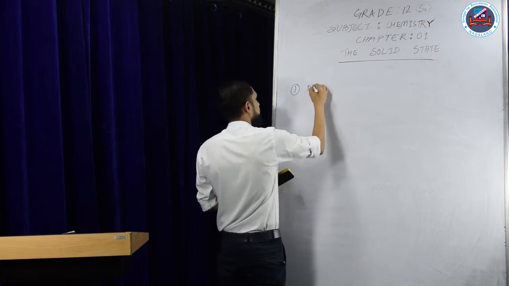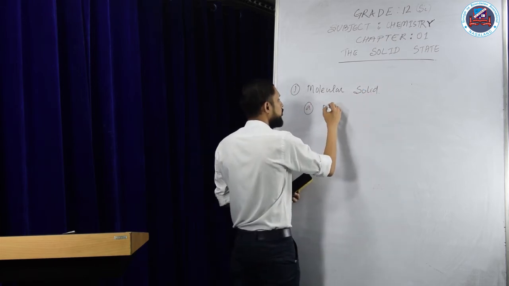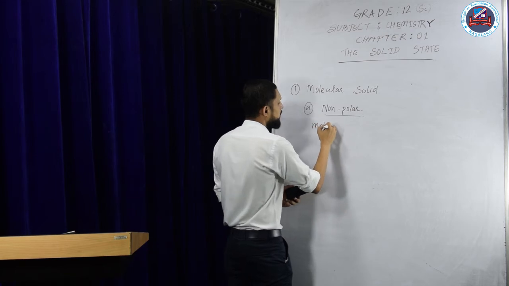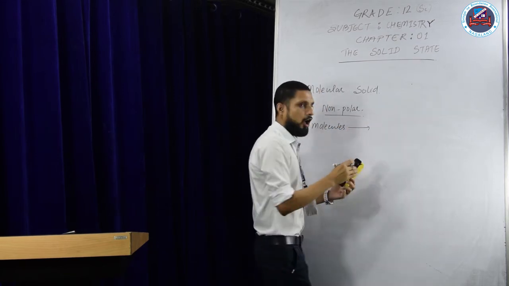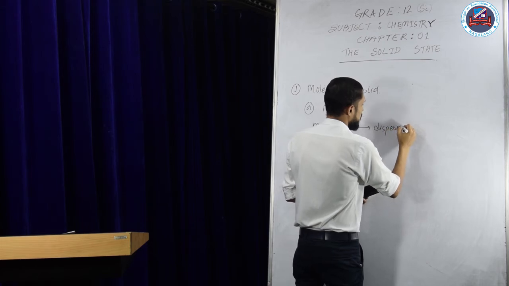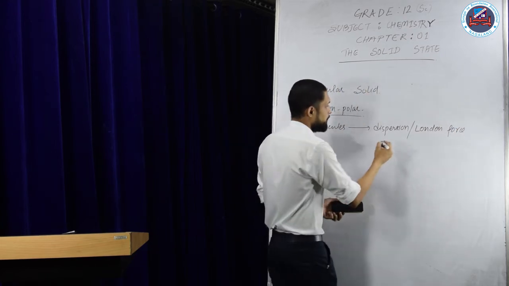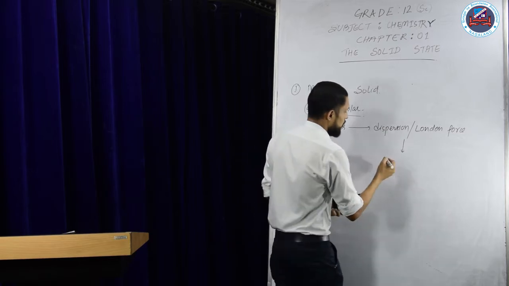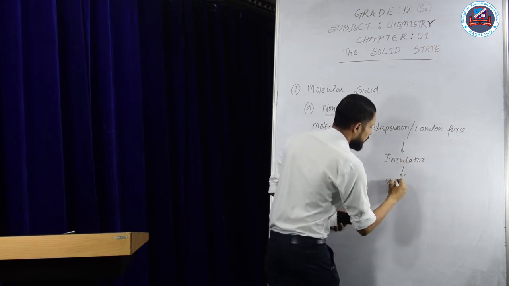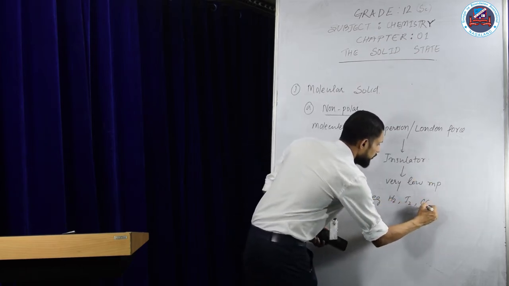So first, molecular solid. The first type is non-polar. These non-polar molecular solids are made up of molecules. And the molecules are held together by a force, and the force is dispersion, also known as London force. This is a weak force of interaction. They are poor conductors, that means they act as insulators. And they have very low melting point. Examples, you can give H2, I2, CCl4, etc.